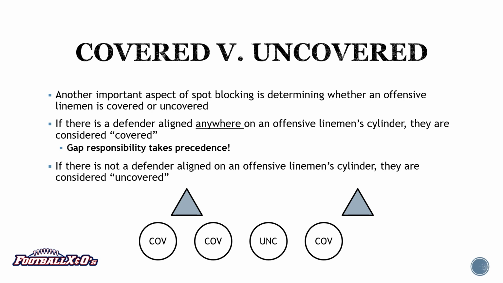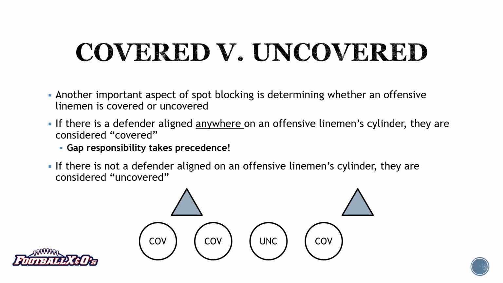Another important aspect of spot blocking is determining whether an offensive lineman is covered or uncovered. If there's a defender on any part of an offensive lineman's body, so anywhere on their cylinder, they should be considered covered. However, it's important to understand that gap responsibility takes precedence in this situation. So here are some examples down here at the bottom.